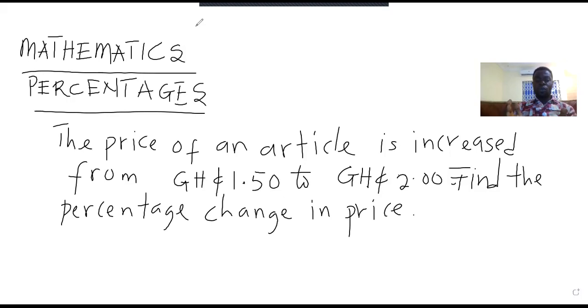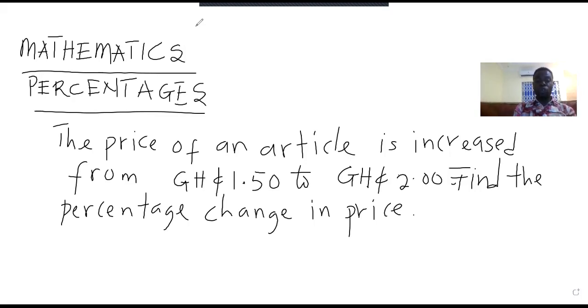So we're looking at the increase in price. There's been an increase in price. The article was formerly 1.50 Ghana cedis, and it has been increased to 2 Ghana cedis. So the change in price, we are expressing the change in price as a percentage of the original price.